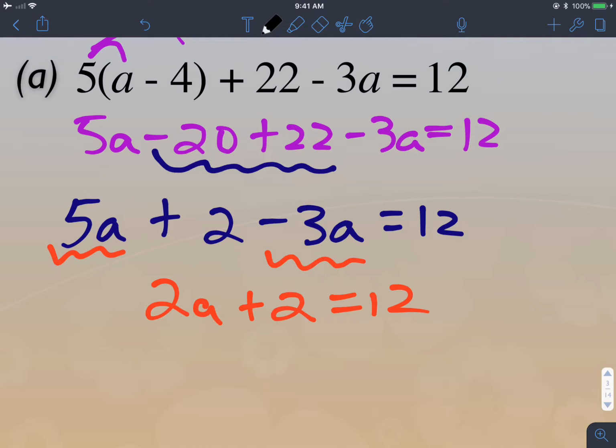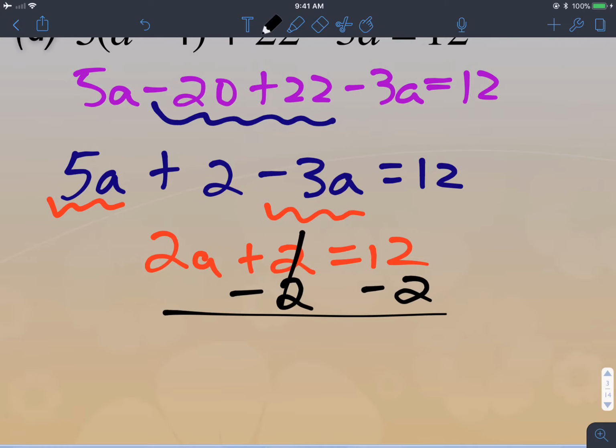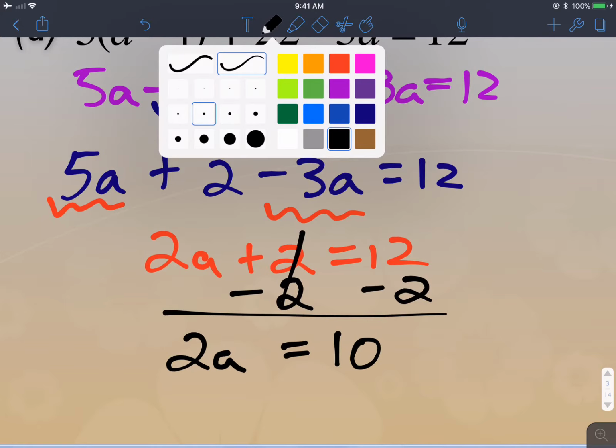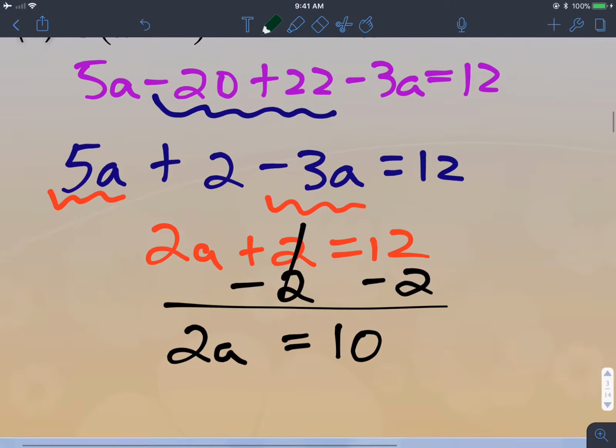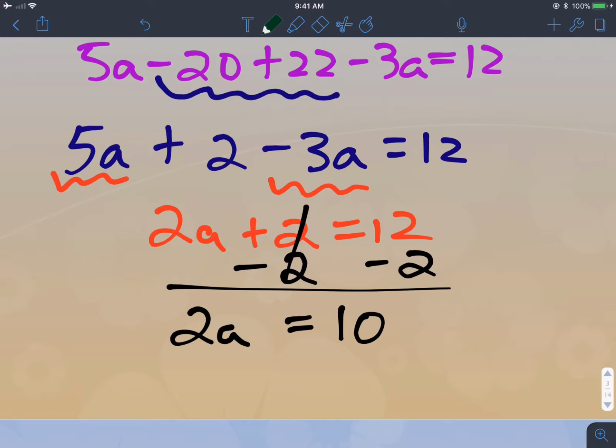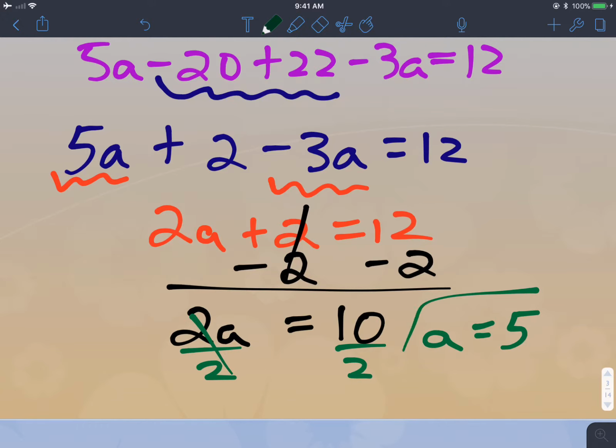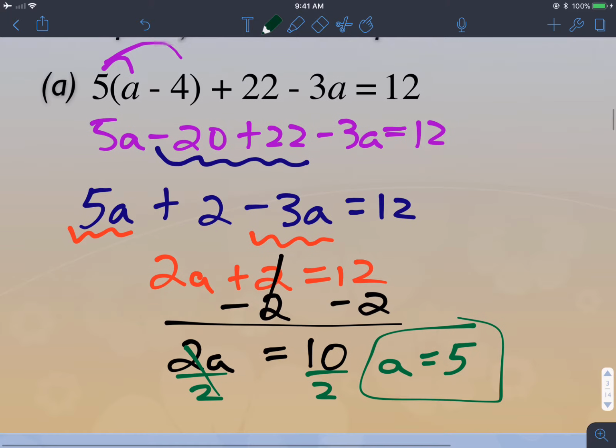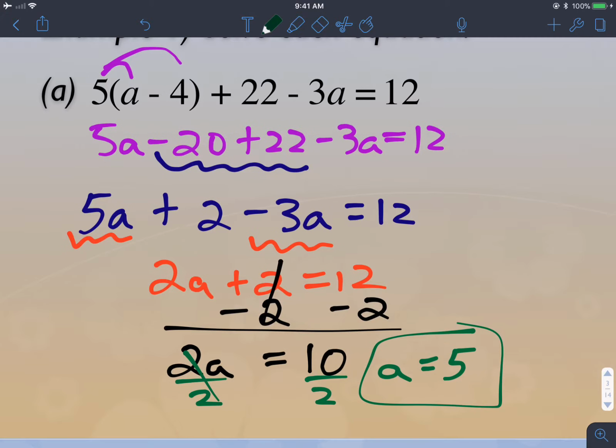Next. Minus 2 to both sides. That goes away. Okay, one more step. Divide by 2. Okay, there you go. That's the whole thing.